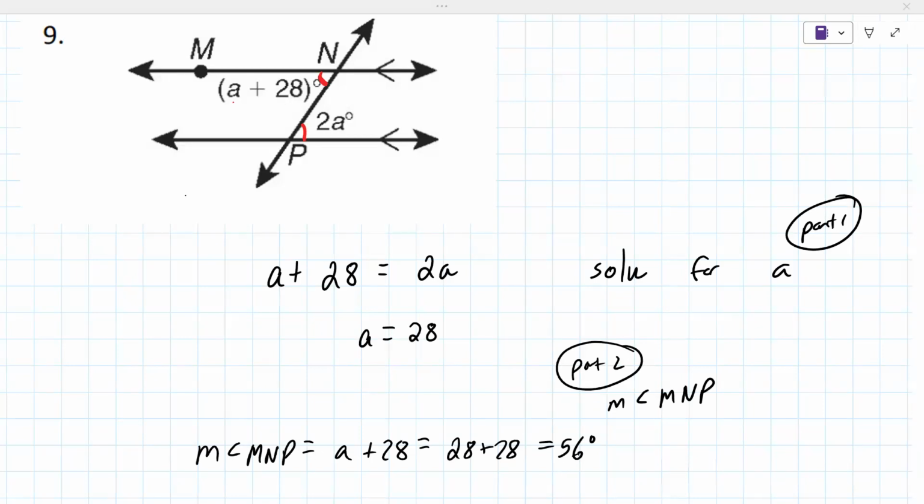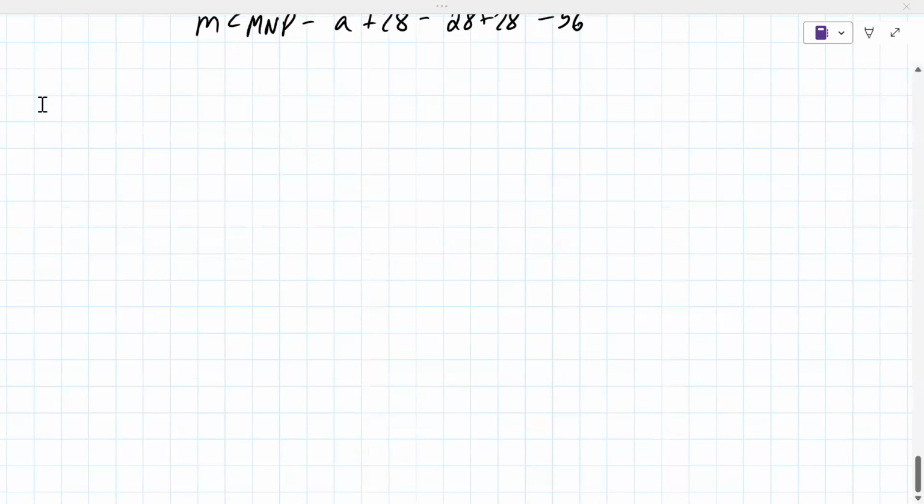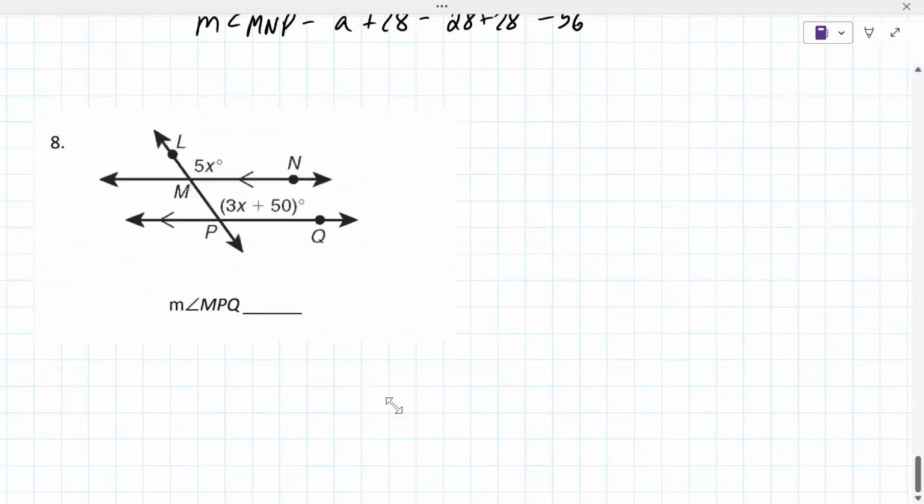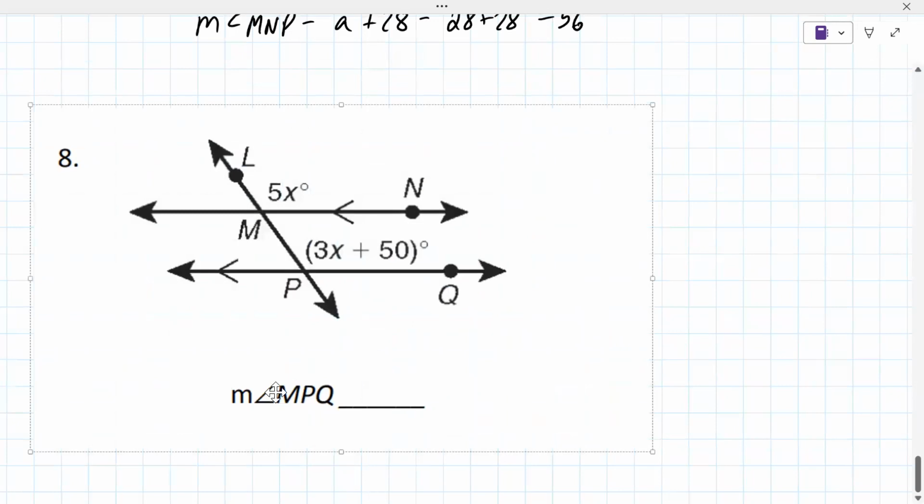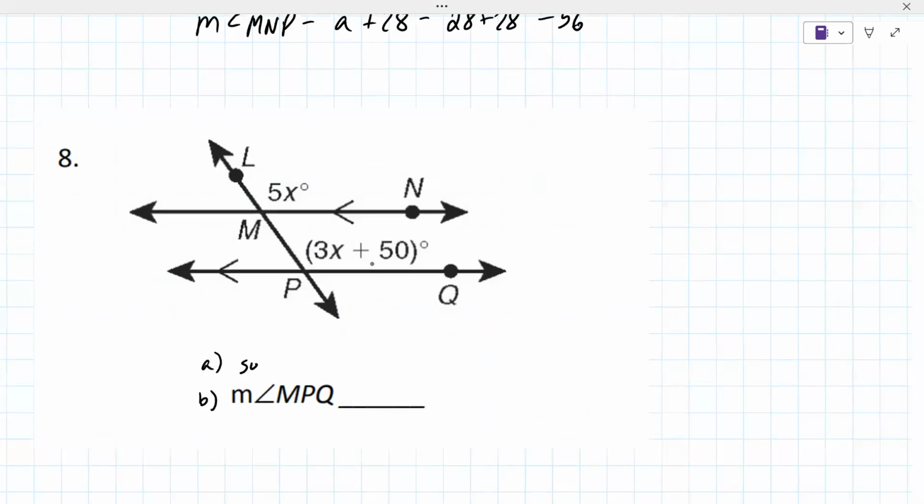let's put a new problem in front of you. And this time it says solve for the measure of angle MPQ. So it's this one down here, the 3x plus 50. What you want to do is your part A is to solve for x. So you have to look at this picture and decide, how is 5x and then 3x plus 50 related? Are they equal? Do they add up to something? What do you think?